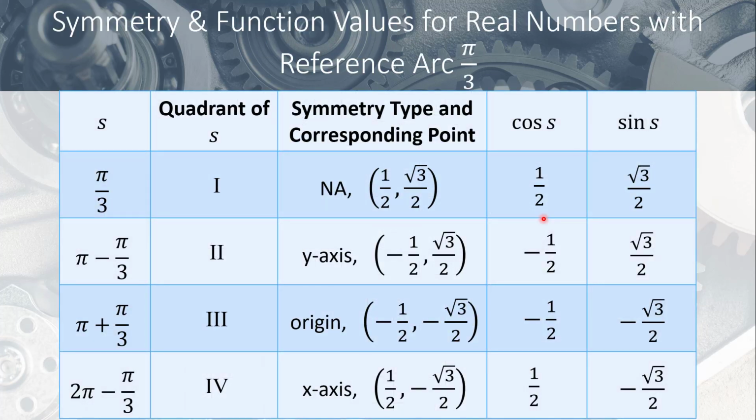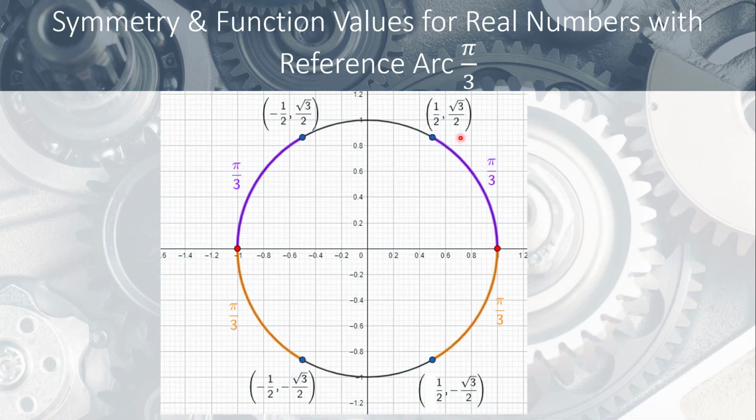Now, the next thing we want to do is talk about this particular table. We want to talk about s, the three reference angles, and how they correspond to the original arc length, or the original angle s. So let's get started. Our first angle, or arc length, is pi over 3. Here it is. It lies in quadrant 1. And of course, the point associated with that is (1/2, root 3 over 2).